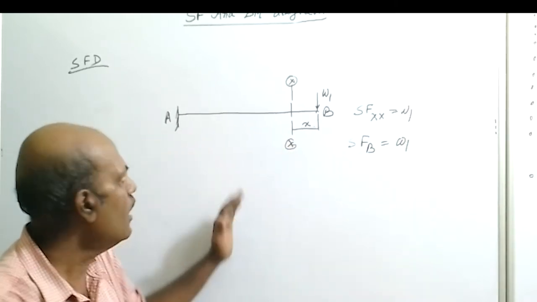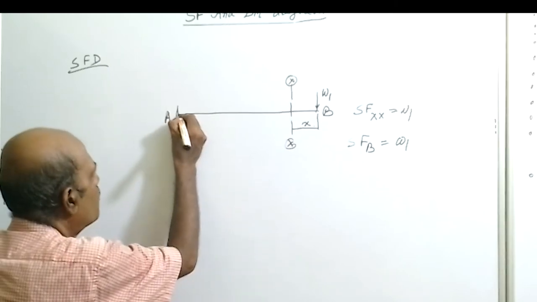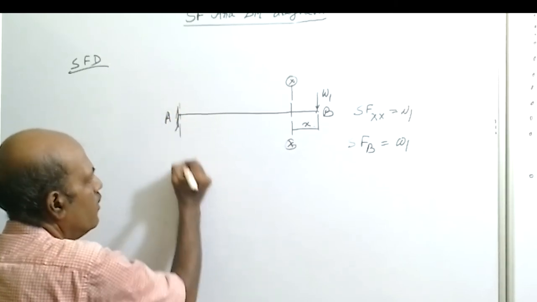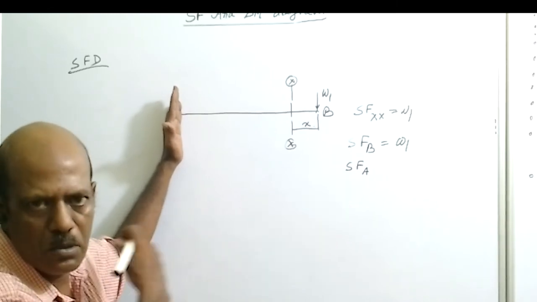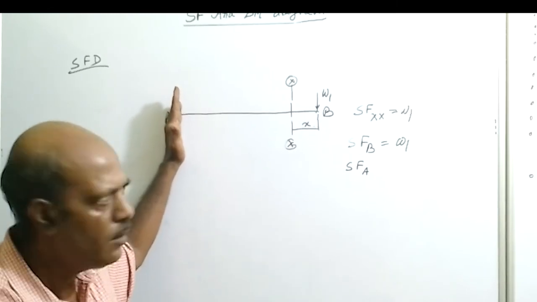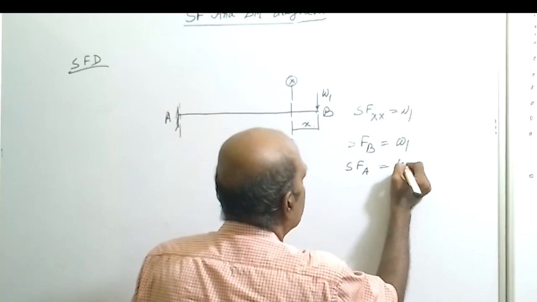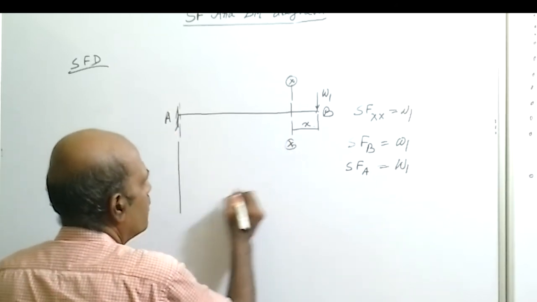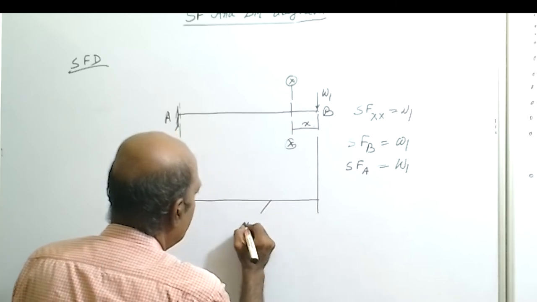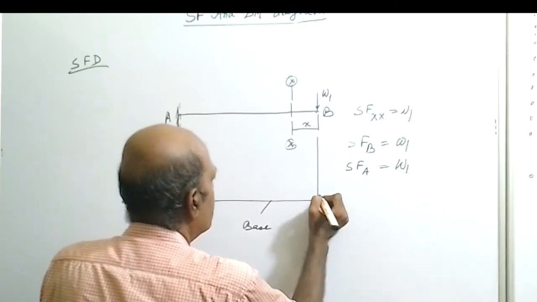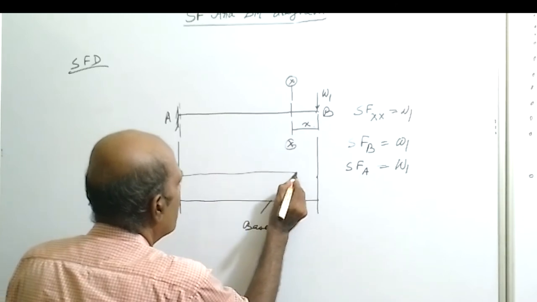Now, slide the section to point A, that is, one point right of point A. If we slide the section up to this point, we get the shear force at point A. The total vertical load acting on the right side of the section, when the section is at point A, is also W1. And if we draw the shear force diagram for this beam, let this be the baseline. The shear force at this point is W1, and at this point is W1, and it will remain constant throughout the span.